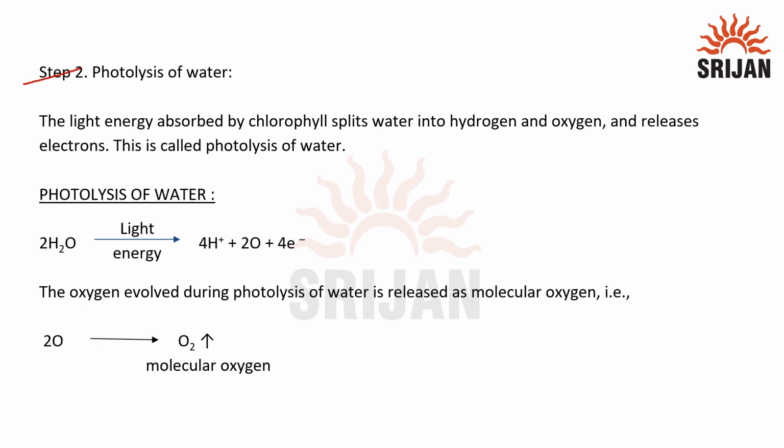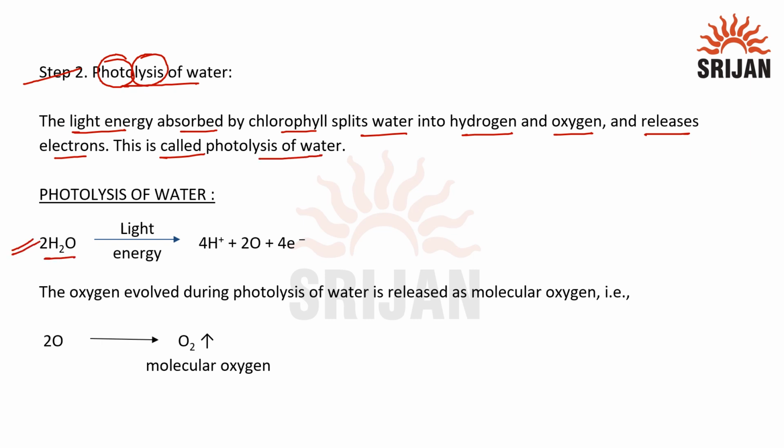Second step is photolysis of water. Photo is related to sun and lysis means breakdown. So the light energy absorbed by chlorophyll splits water into hydrogen and oxygen and releases electrons. This is called as photolysis of water.